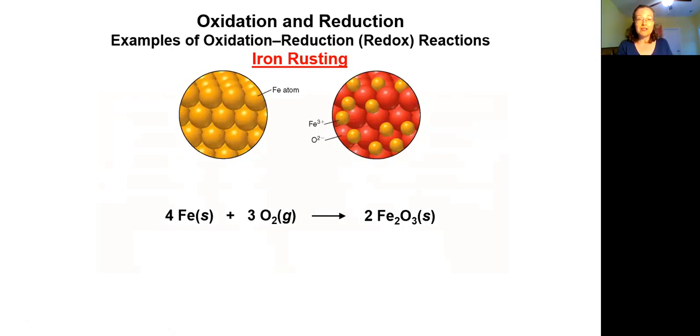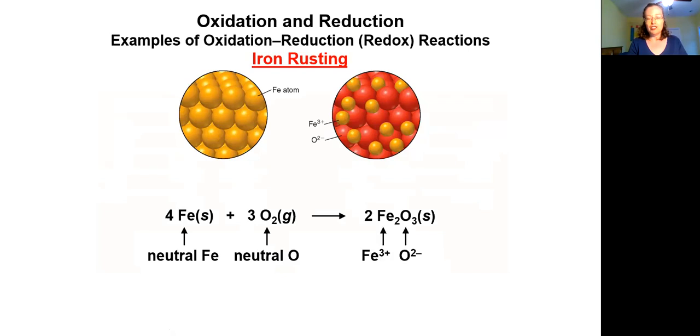When iron rusts, this is a redox reaction. The iron metal atoms react with oxygen and moisture in the air, and together they make rust, iron 3 oxide. The neutral iron reacts with the neutral oxygen, and they make ions. All right, take a look. Who got oxidized? Was it the Fe or the O2?